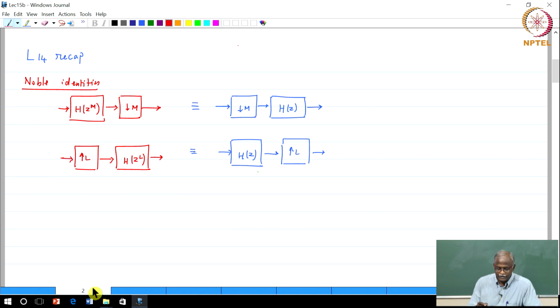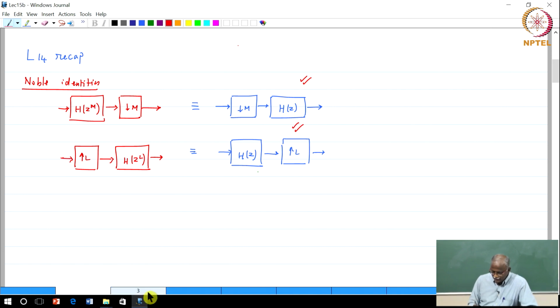I would say that the key results from yesterday's lecture, one was a repeat of the noble identities, which said that if we had a situation where we had filtering followed by downsampling, and the filtering was of the form H(z^M), downsampling by a factor of M, they could be interchanged. Likewise, if there was an upsampling followed by filtering, where the filtering was H(z^L), then we could interchange. And in both cases, the figures on the right turn out to be the preferred mode of implementation, because they are the ones that do the minimum amount of wasteful computations.